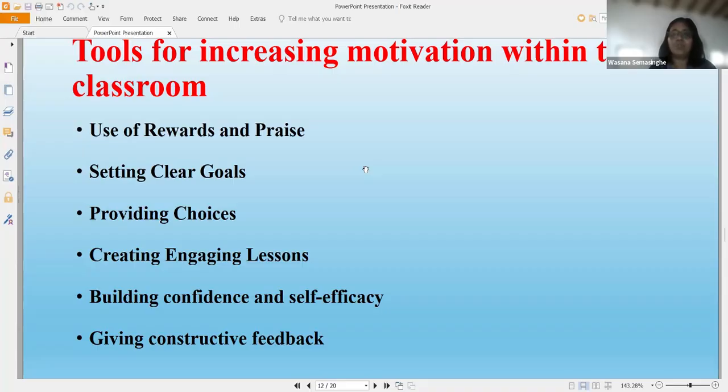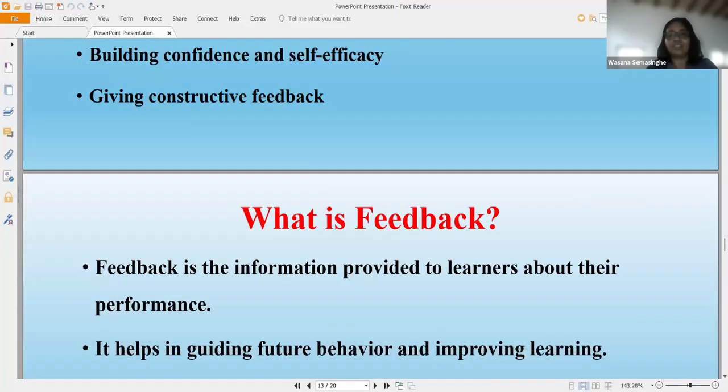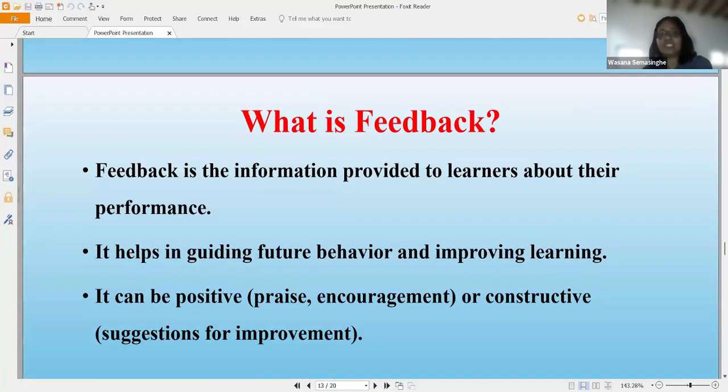Okay. So these tools increase motivation because they help students to feel valued, capable, interested, and supported. When students believe they can succeed and enjoy learning, they become more motivated to achieve their goals. I think it's clear. Let's move to the next factor.